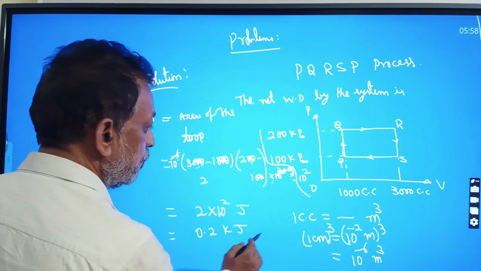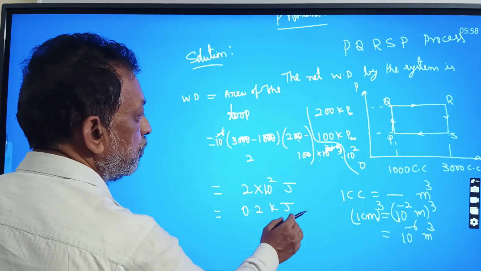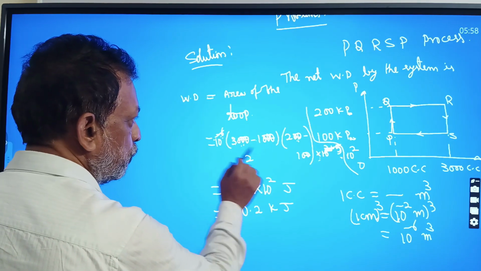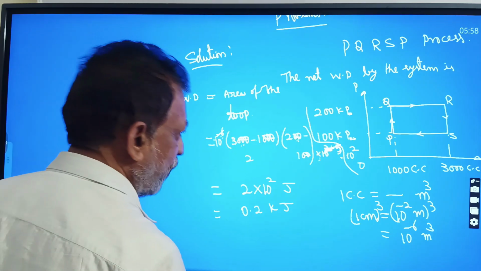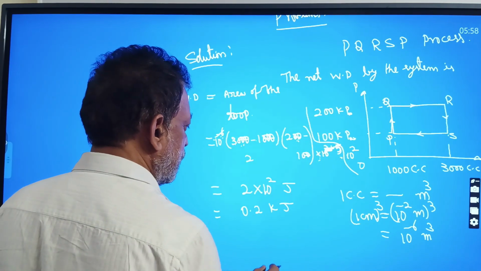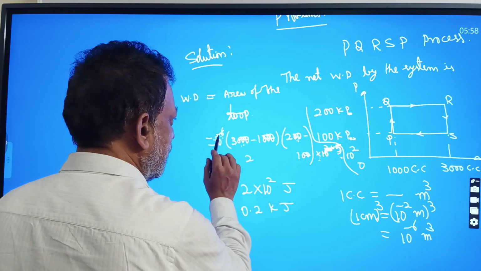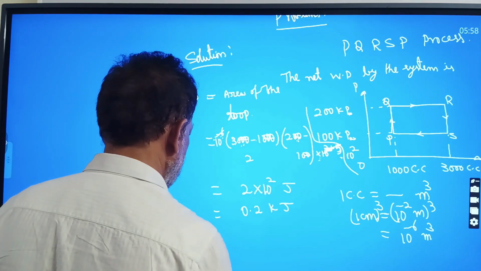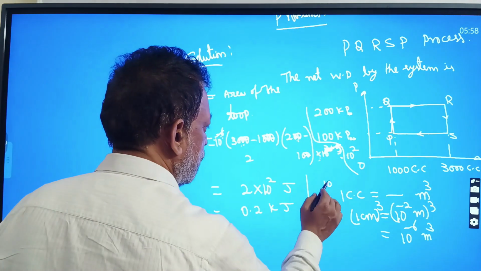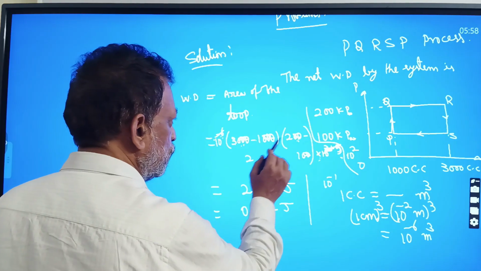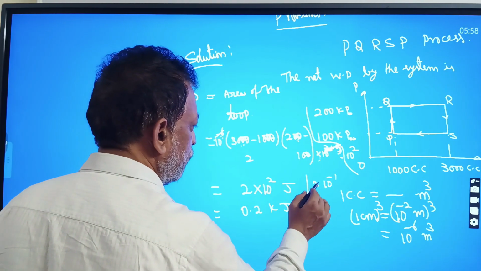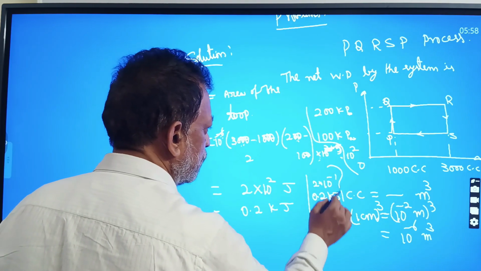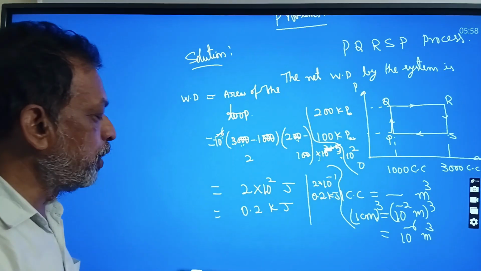Once again we check it ourselves. This is 10 cube, 10 square, 10 to the power of 5. I will keep kilo aside. Minus 6 plus 5 is minus 1, so 10 to the power of minus 1. 3 minus 1 is 2, 2 minus 1 is 1, so 2 into 10 to the power of minus 1, that is 0.2 kilojoule. Either way, 0.2 kilojoule.